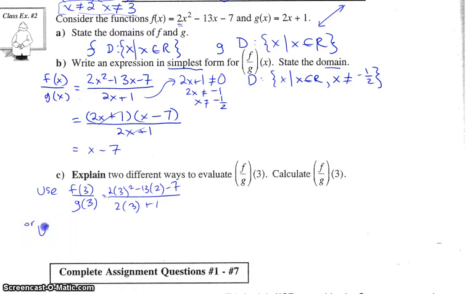Or you could use the f over g combined function. We already determined the quotient function at 3, where you take x minus 7 and sub in 3. Which one's less work? Well, definitely this one. So let's use that one to calculate now f divided by g at 3. So that would end up equaling -4, and there we go. There's our answer. All right, next page.